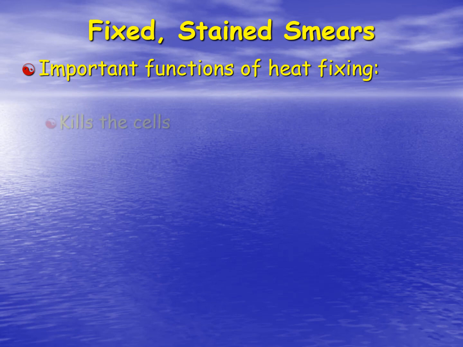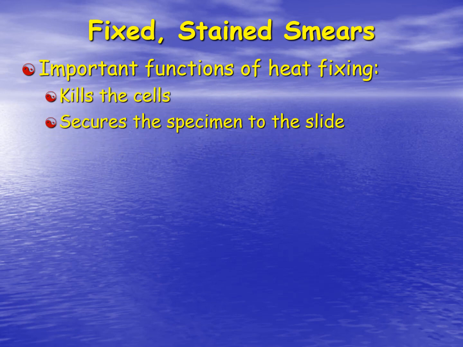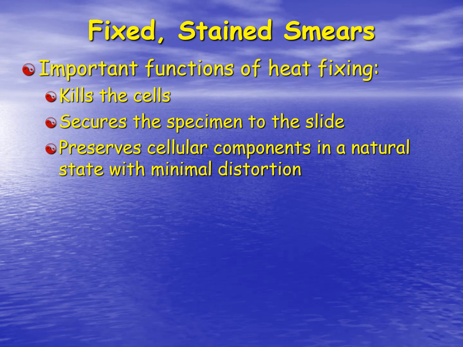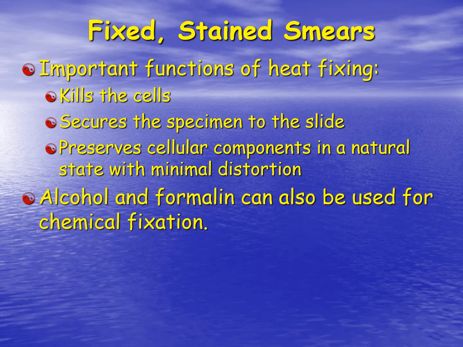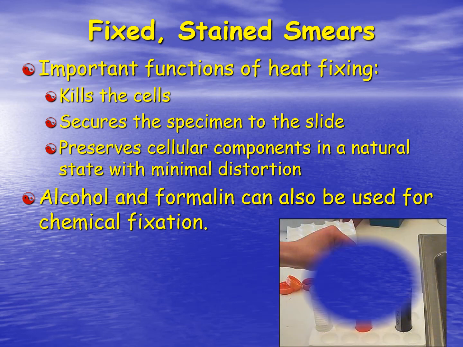Important functions of heat fixing is that one, it will kill the cells. Two, it secures the specimen to the slide so that when you do stain it, the specimens don't come off the slide. It preserves cellular components in a natural state with minimum distortion. And again, alcohol or formalin or other chemical fixatives can also be used as well.